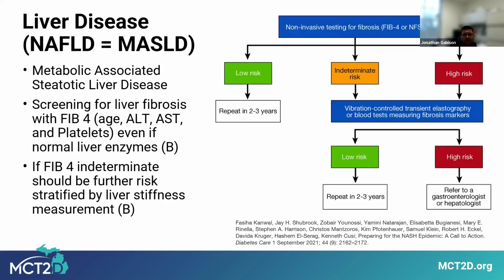So finally, the standards have a B recommendation to incorporate screening for liver disease by recommending screening for liver fibrosis with a FIB-4 score, even if a person has normal liver enzymes. And the FIB-4 includes age, ALT, AST, and platelets. This is an algorithm taken from the Diabetes Care ADA call to action for the NASH epidemic that recommended this every 2 to 3 years. And if low risk, repeat every 2 to 3 years. And then if indeterminate, they can be further stratified by getting a liver stiffness measurement.